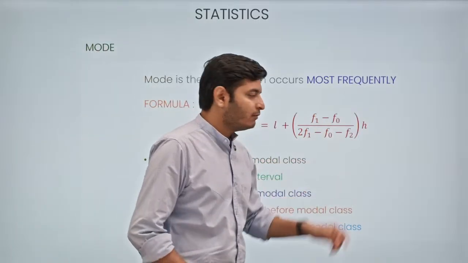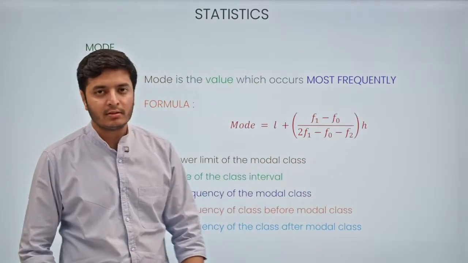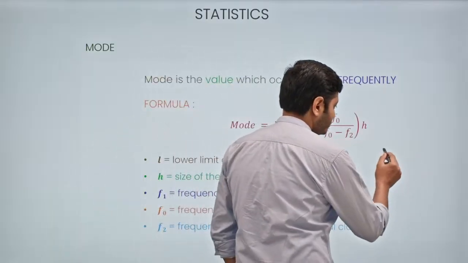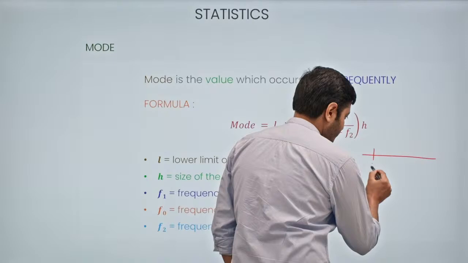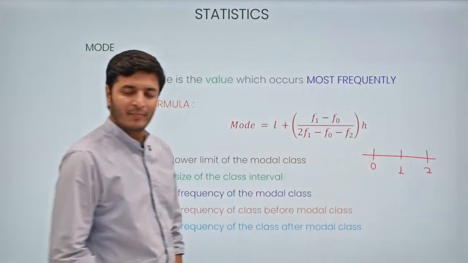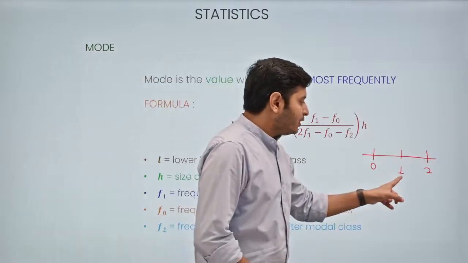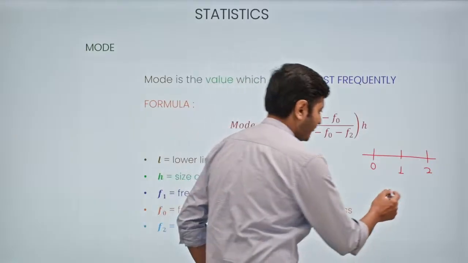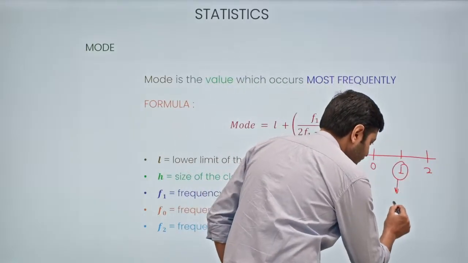Why do we have 1, 0 and 2 written in subscript here? Consider it like a number line. So if 0 is here, 1 is here and 2 is here, right? So we are considering the modal class to be at 1. So this is our modal class.